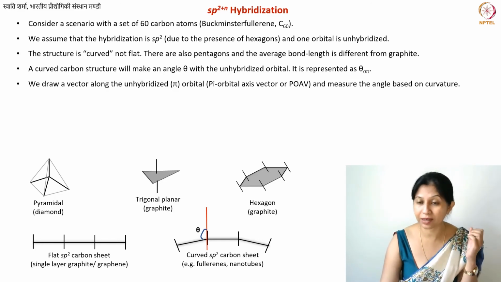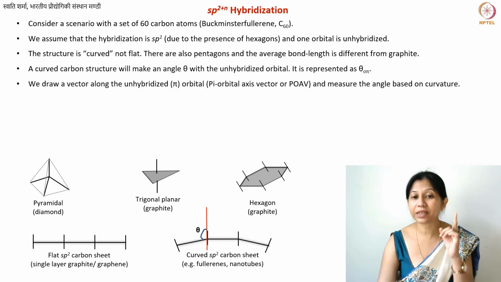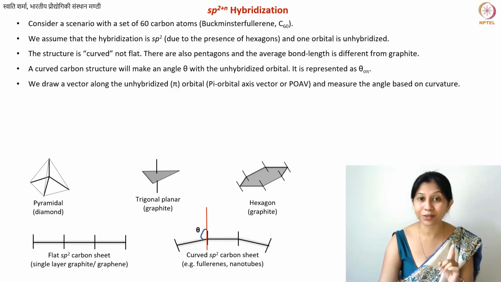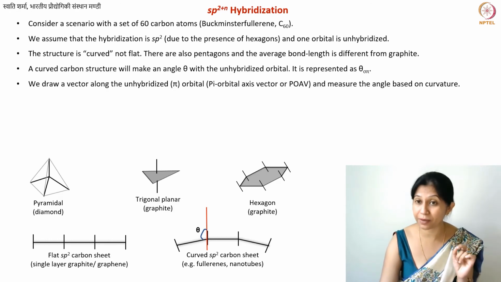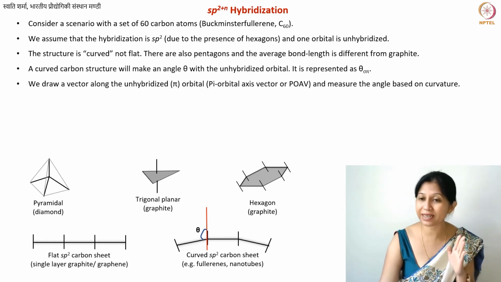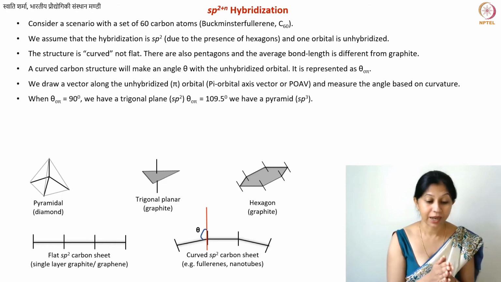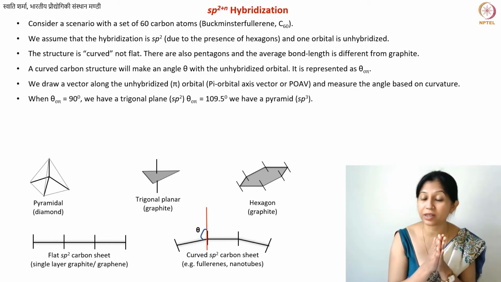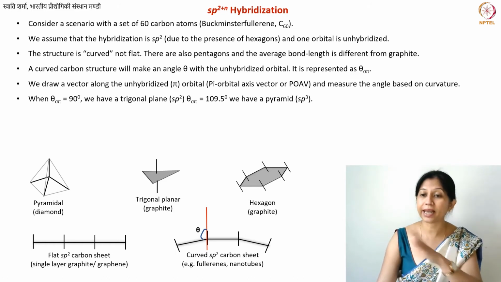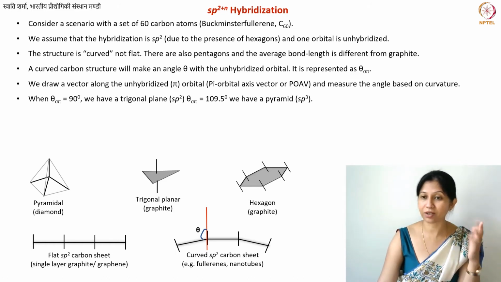we call it the pi orbital. So this particular vector is known as the pi orbital axis vector, or POAV. And the pi orbital axis vector is what helps us calculate the curvature of any given carbon molecule. Now this theta, by the way, is also called theta sigma pi, because this is the angle between the sigma type bonds and the pi type bond. So this is also called theta sigma pi.